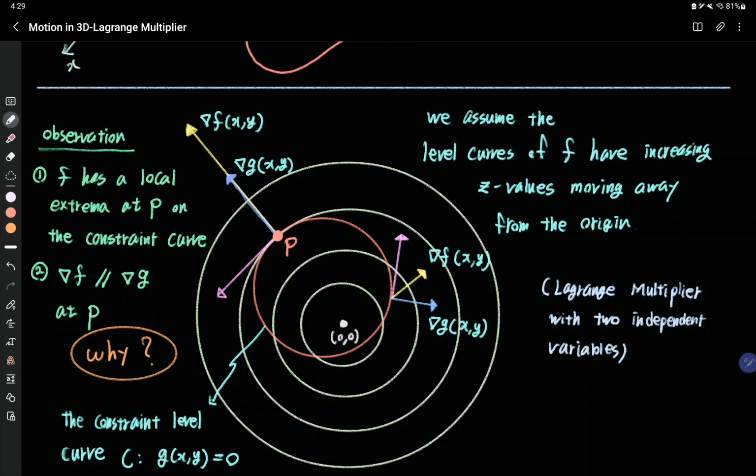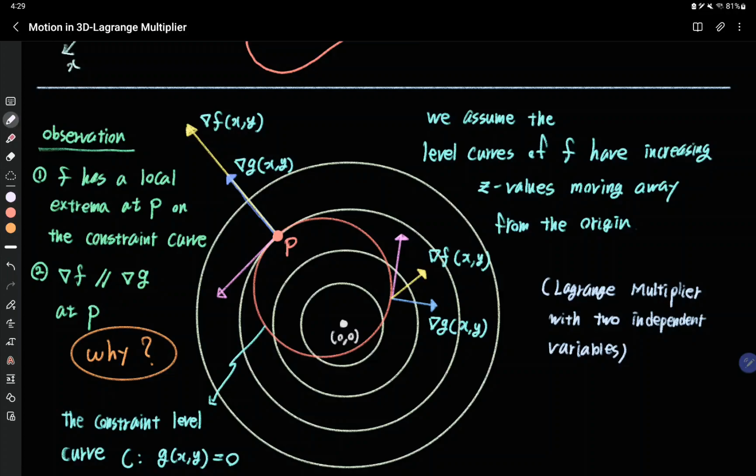So here we can have two observations. The first one: f has a local extremum at P on the constraint curve. The second statement, as I told you, gradient f is parallel to gradient g at P, which means that gradient f can be expressed as a scalar multiple of the vector gradient g at P.